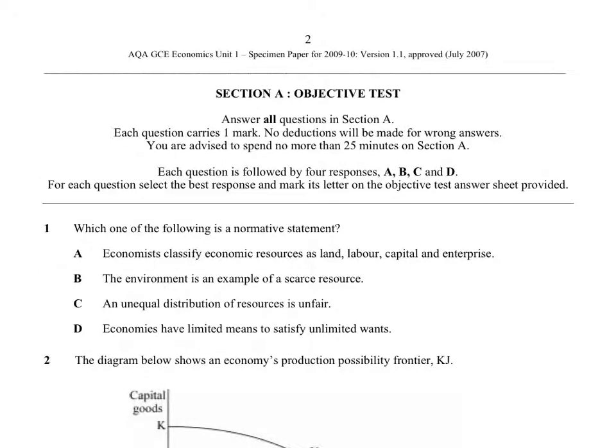Let's start with the idea of a normative statement. Question 1, again, we're looking for opinions, judgments, and there's only one word there that suggests that, and that's the word unfair, which is why C would be the right answer in that case.